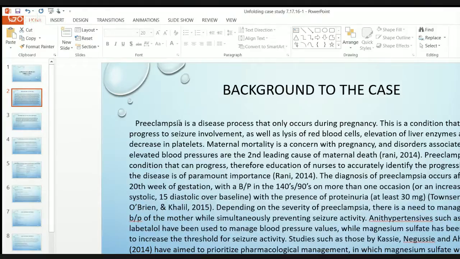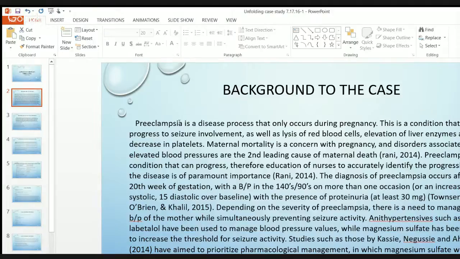Preeclampsia can progress to seizure involvement as well as lysis of red blood cells, elevation of liver enzymes, and a decrease in platelets. That combination is associated with another condition called HELLP syndrome, which again can develop as a progression of preeclampsia. If you look at the term preeclampsia, it really is a breakdown of the word pre, meaning before, and eclampsia, which in itself is seizure activity. So preeclampsia is going to be prior to seizure activity.